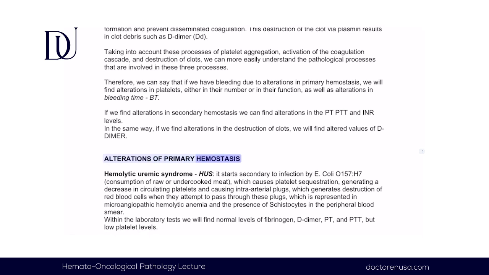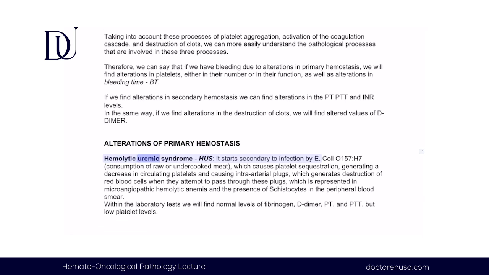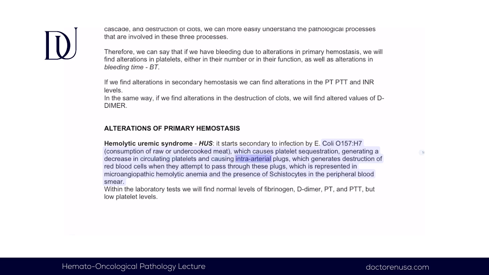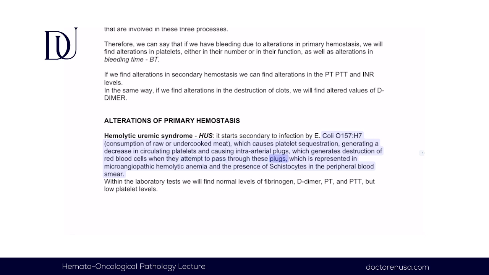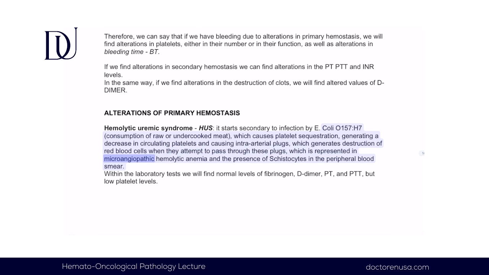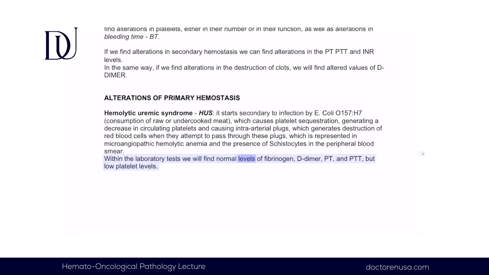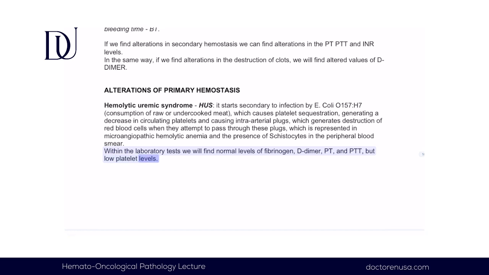Alterations of primary hemostasis. Hemolytic uremic syndrome, HUS, starts secondary to infection by E. coli O157:H7, from consumption of raw or undercooked meat, which causes platelet sequestration, generating a decrease in circulating platelets and causing intraarterial plugs. This generates destruction of red blood cells when they attempt to pass through these plugs, which is represented in microangiopathic hemolytic anemia and the presence of schistocytes in the peripheral blood smear. Within the laboratory tests, we will find normal levels of fibrinogen, D-dimer, PT, and PTT, but low platelet levels.